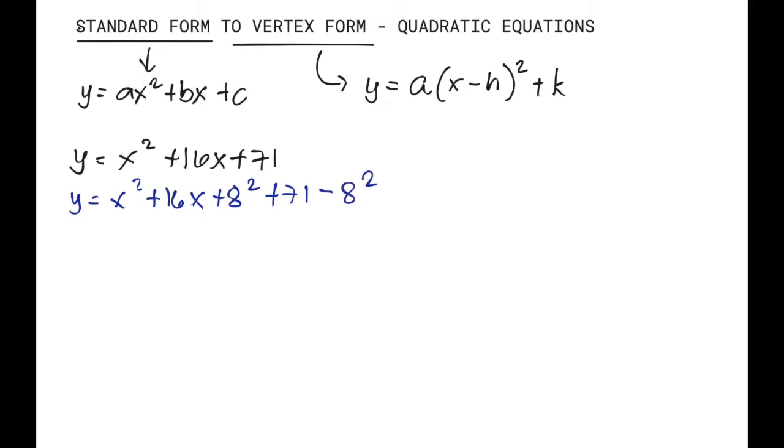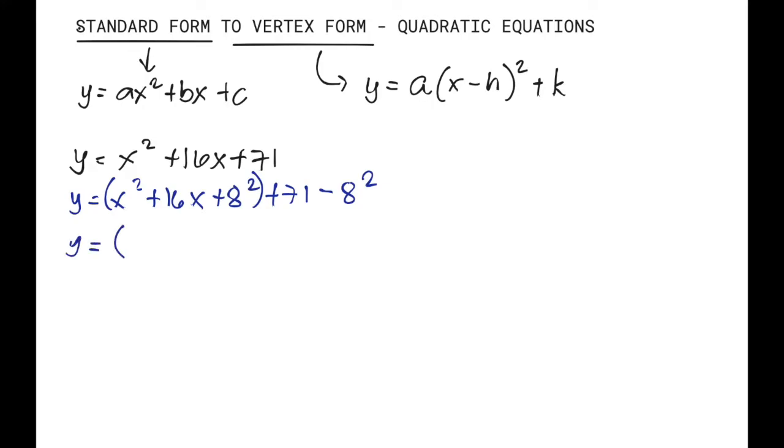Why do you have to put a minus 8 squared here? It's because we don't have to change the meaning of the equation. Positive 8 squared minus 8 squared is actually 0, so technically, we do not change the equation. It's just that we need to make this equation into a vertex form. From here, we can start factoring out this trinomial.